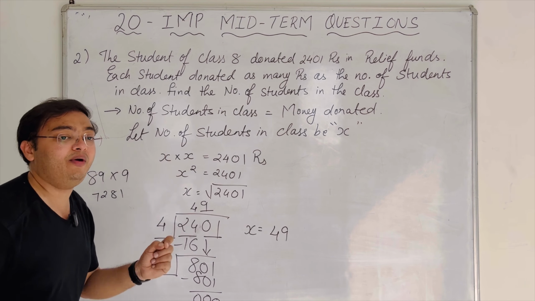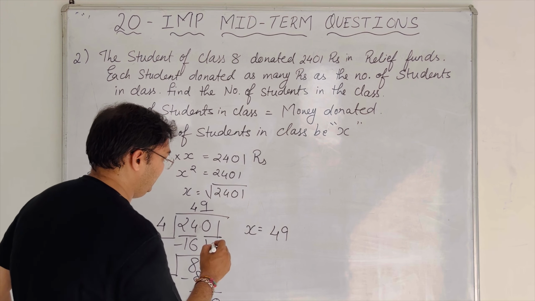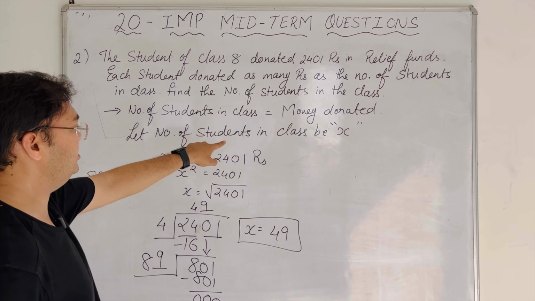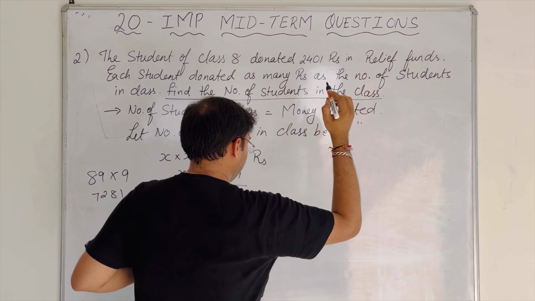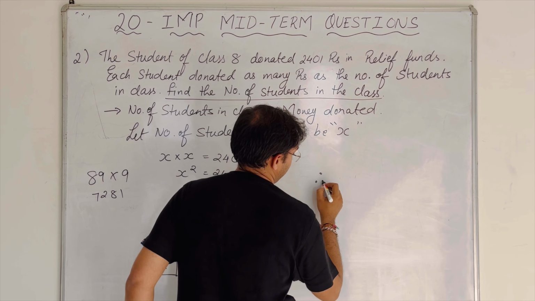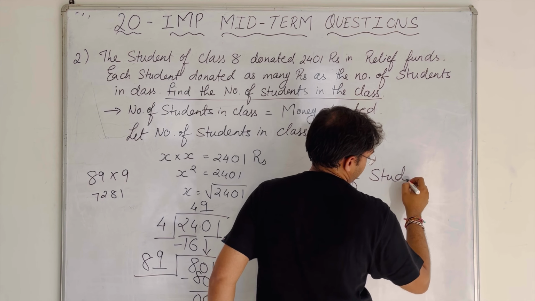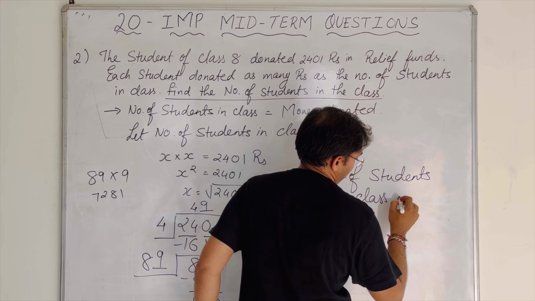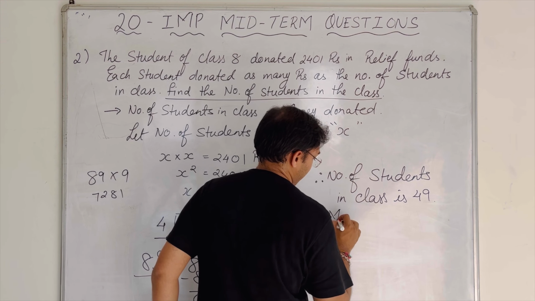That means the square root of 2401 is 49, and that is what we supposed as X. We supposed X as the number of students in the class, and in the question we are supposed to find that only. Find the number of students in the class. We found, therefore, the number of students in the class is 49.